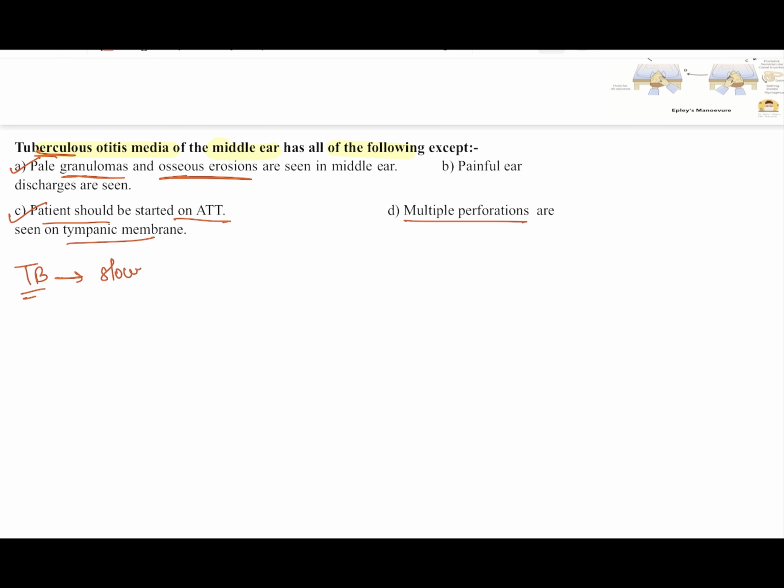There will be multiple perforations in the tympanic membrane. Yes, because of TB they will have multiple perforations, which is a classical sign. These perforations are small and non-healing, and they are the reason the patient has chronic discharge. So all three are correct. So which one is not the correct option out of these? That will be our answer. So the correct answer in this question will be option B.